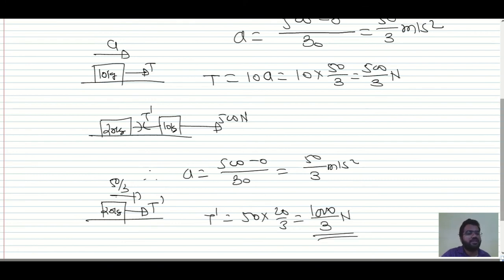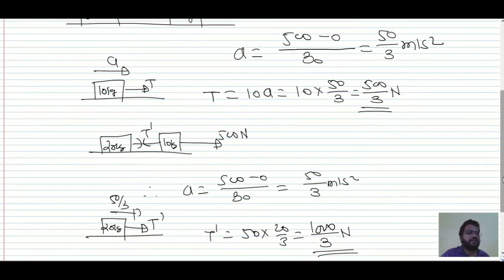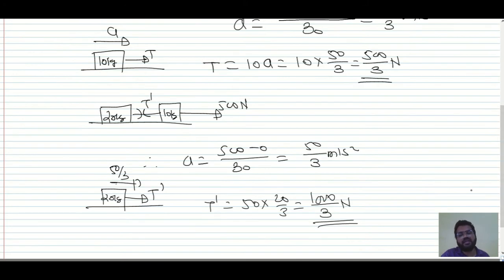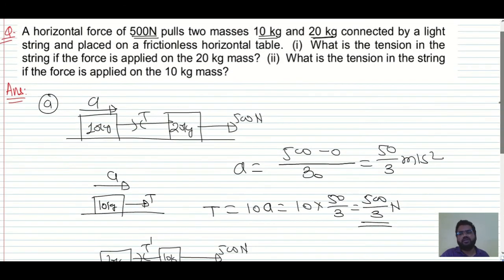As you can see, initially we have tension as 500 by 3. If you apply the force on the 20 kg block, and if you apply the force on the 10 kg block, the tension will be 1000 divided by 3 Newton.